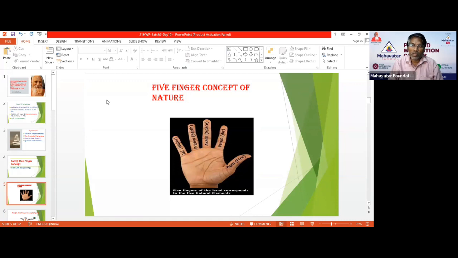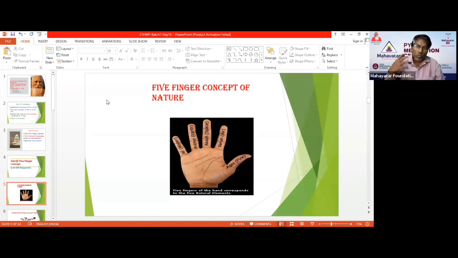So we get physical health out of all these mudras, which we do with the help of the various elements, Panchabhutas, within our fingers. So that's how this is one of the nature five finger concepts that I tried to explain today. With this picture, what you can understand is the nature five finger concept.